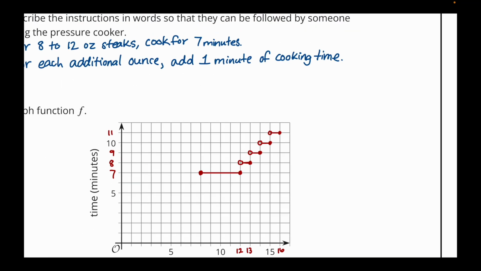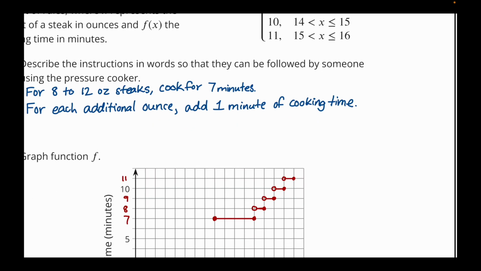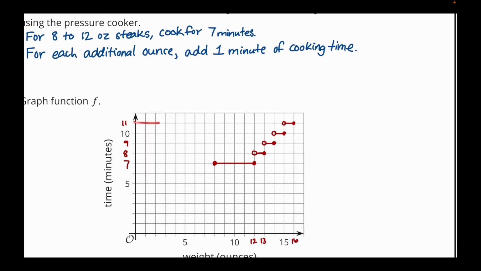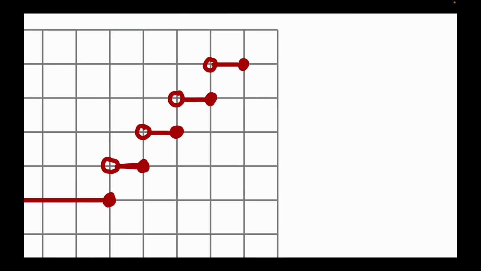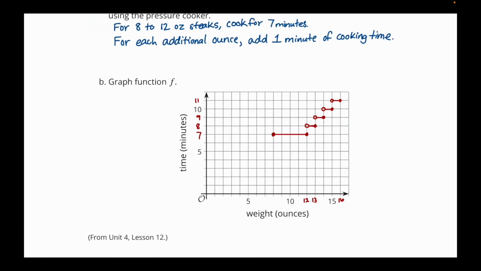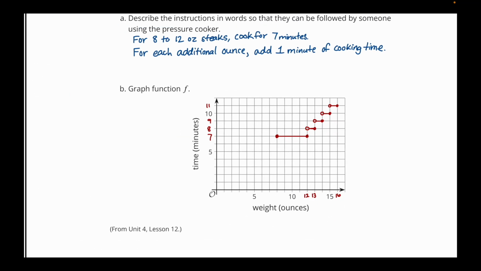So this said 15 to 16, cook for 11 minutes. Looks like that's what I have here for 15 to 16, but 15 not included in that. And we have to use the open circles because otherwise, if these were both closed circles, we would actually have an input that has 2 different outputs. So it tells us which one to actually pay attention to at this specific input value. It tells us which output we have to pay attention to. So that is our graph of our function.